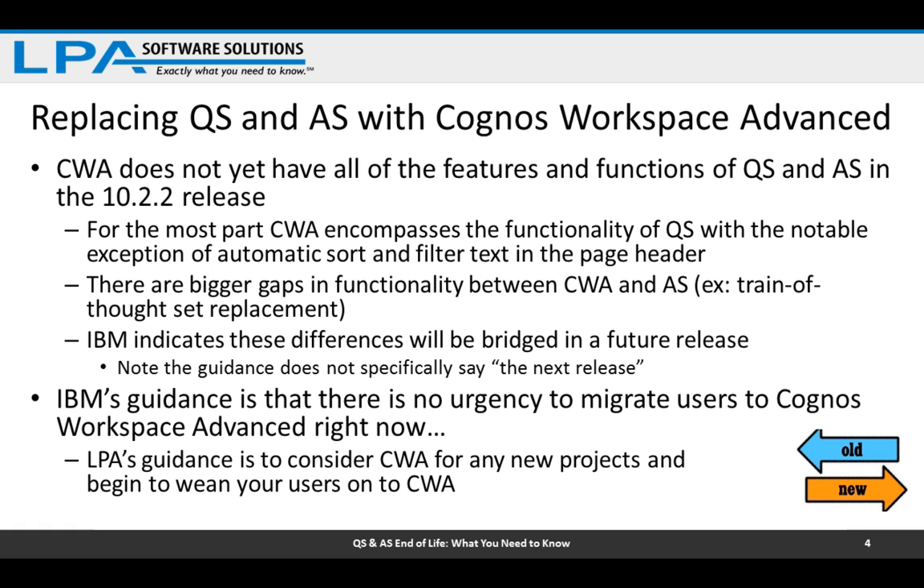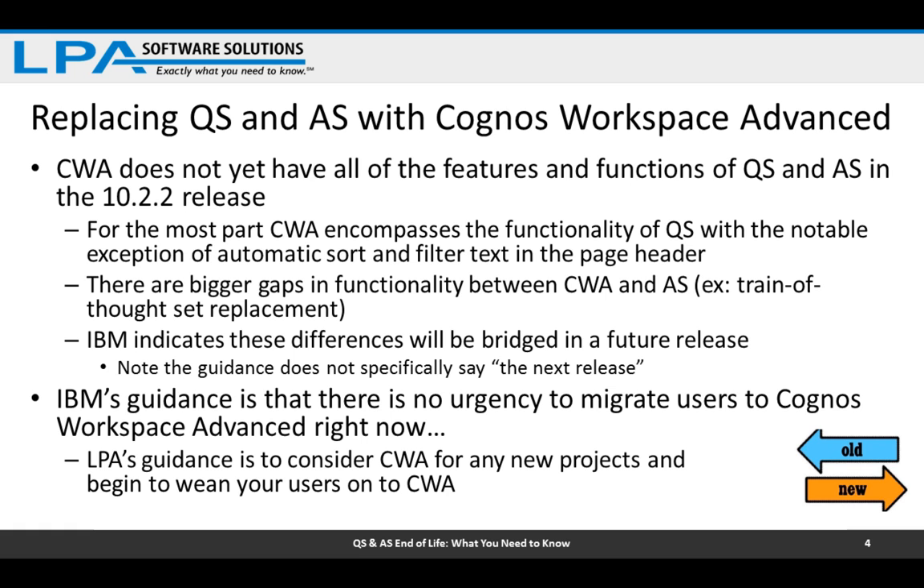It turns out there are bigger gaps in functionality between Analysis Studio and CWA. One of them is this notion of train of thought set replacement, which I'll demonstrate for you, so you'll see what that means in Analysis Studio. That is definitely not part of CWA yet, and there are others as well.